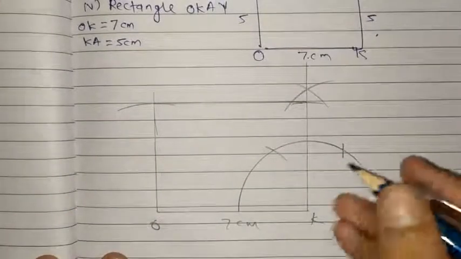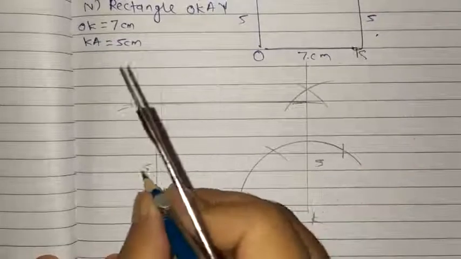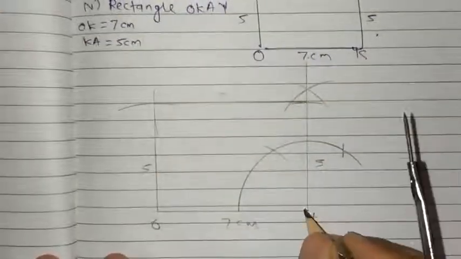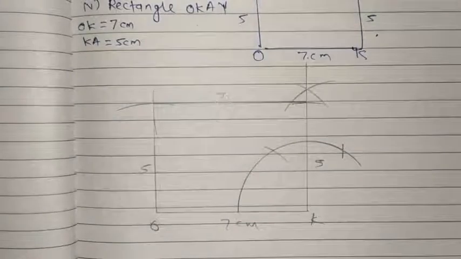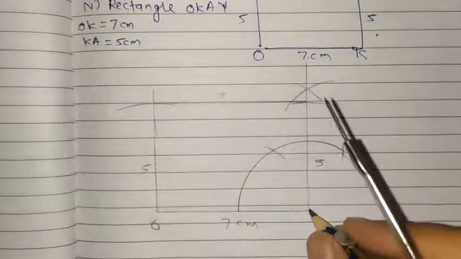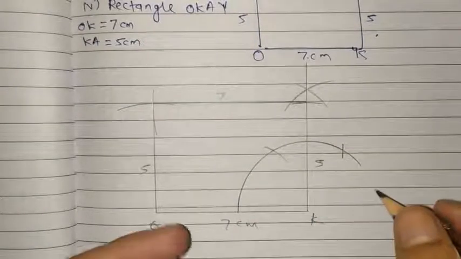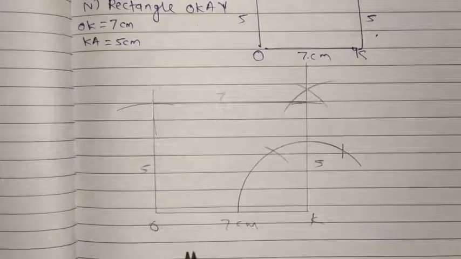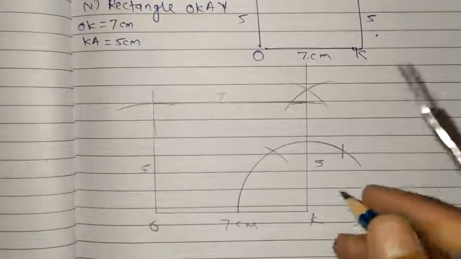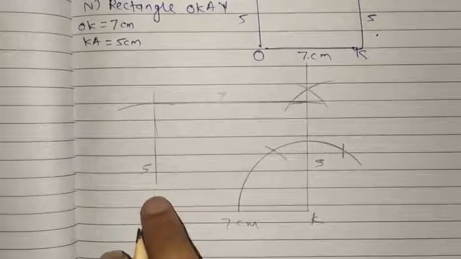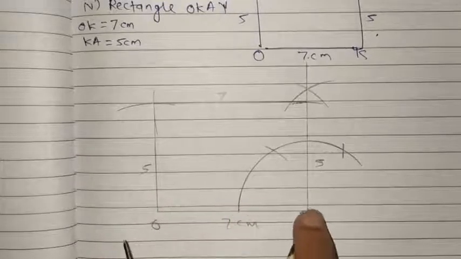This side 5, so this one will be 5, this side, this one will be 7. Each angle is a 90 degree. So that is the rectangle. You have to plot only one 90 degree. Then by taking the measurement of the sides, you can easily do it. You don't need to draw 90 degree each time. You have to do it only once.